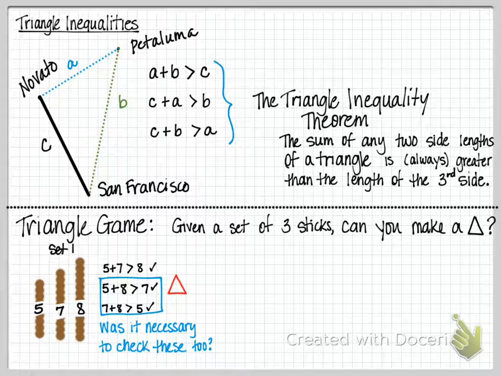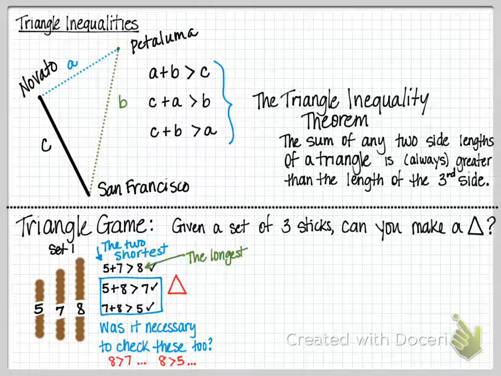The question is, was it necessary to check all 3 situations? I want you to think about that. 5 plus 8 greater than 7. Do we have to add those two together to know that that's going to be greater than 7? We already know that 8 is greater than 7, so anything you add to 8 is still going to be greater than 7. And you also know that 8 is greater than 5, so anything you add to 8 is still going to be greater than 5. So we didn't really need to add all of those sides together.